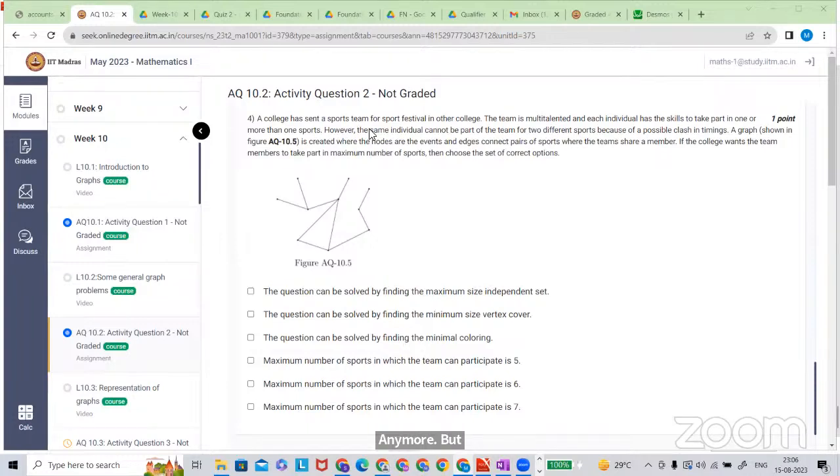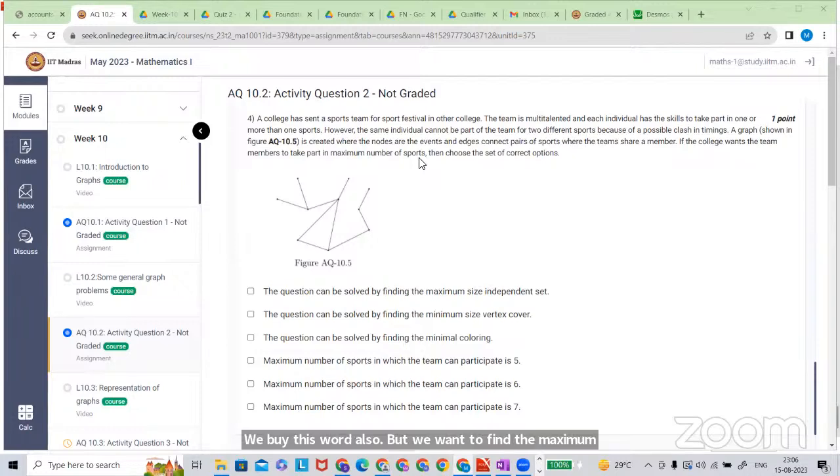Am I audible? Yes, sir. Sir, why option C? Sorry, I just muted everyone. Sir, why can we not get that by coloring? Why is option C wrong? Okay, so by minimum coloring, we are again trying to minimize the number of colors. You can think of it that way also, but we want to find the maximum number of sports.